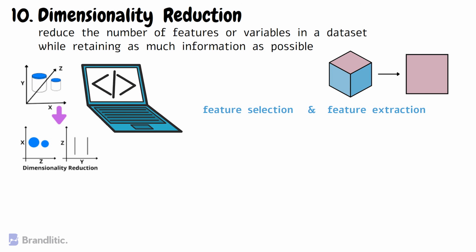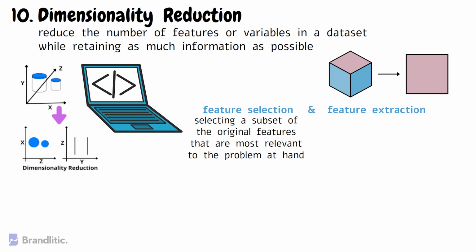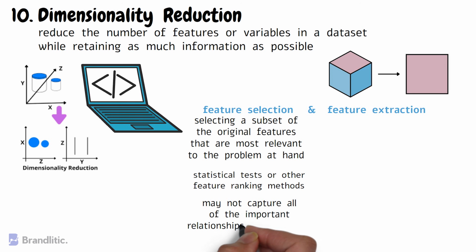Feature selection involves selecting a subset of the original features that are most relevant to the problem at hand. This can be done using statistical tests or other feature ranking methods. Feature selection is a simple and effective way to reduce dimensionality of a dataset, but it may not capture all of the important relationships between features.